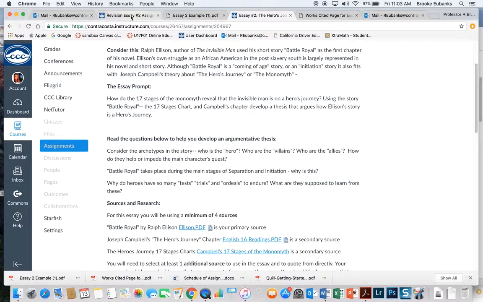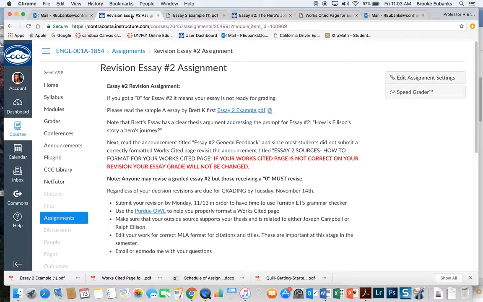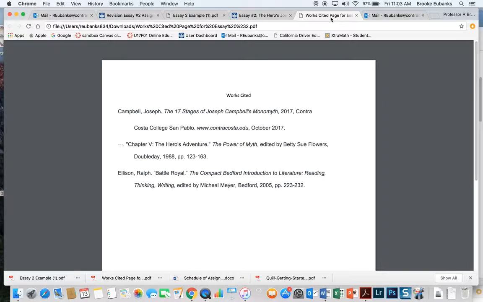And so I was very impressed with the level of analysis. Most of the problems are very surfacey, surface changes and MLA changes and better editing that need to happen. So the first thing is, of course, the dreaded works cited page. And I did give you a works cited page example in your module. It was a PDF, and it contains 3 of the sources you needed to use.